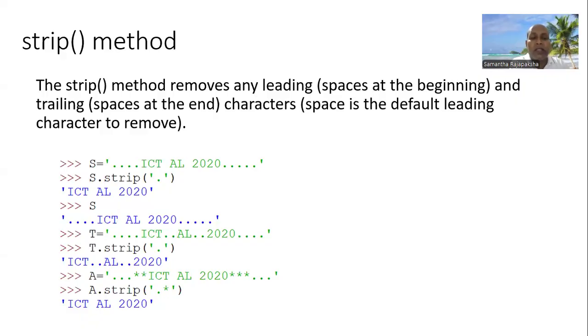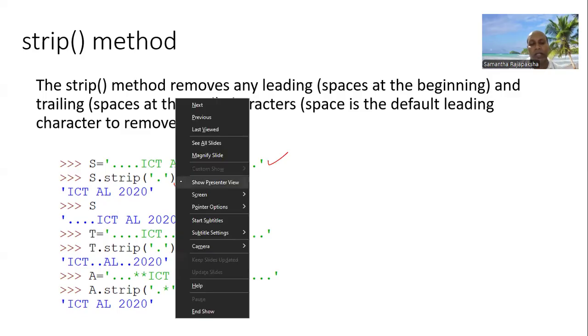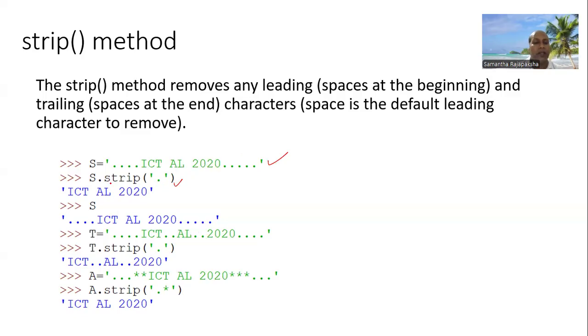So the strip method, what it does: if you want to remove spacing from the beginning and the end of the string, or any special character from the beginning and the end, you can use the strip method. As shown in this example, here I have a string which starts with dots. So if I want to remove the dots from the beginning and the end, you can see s dot strip.